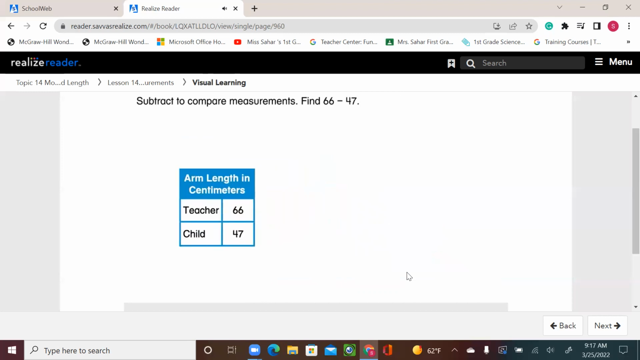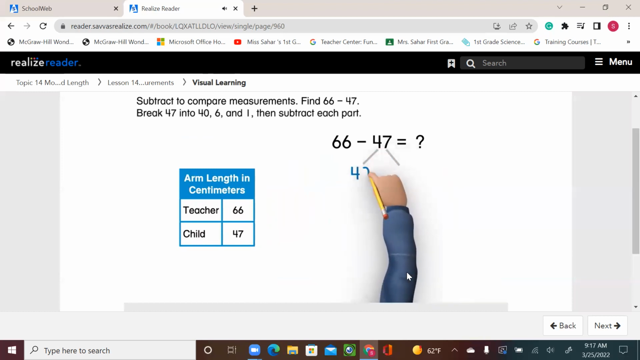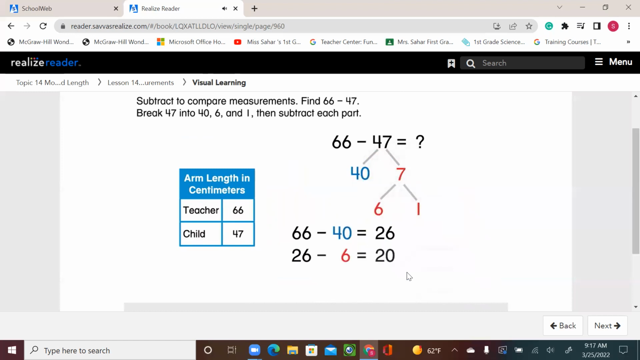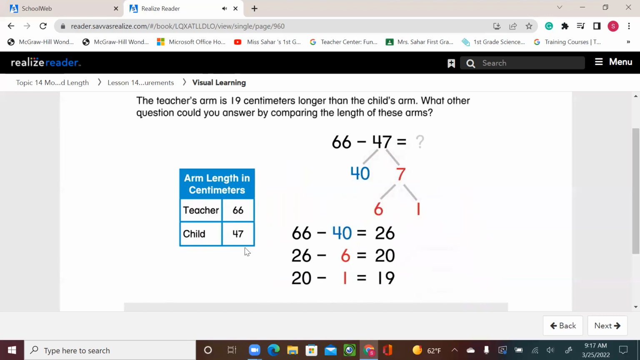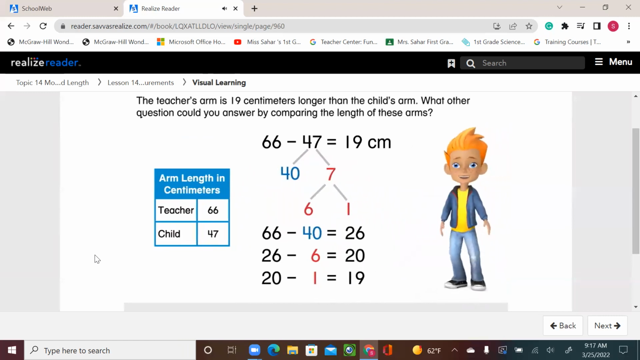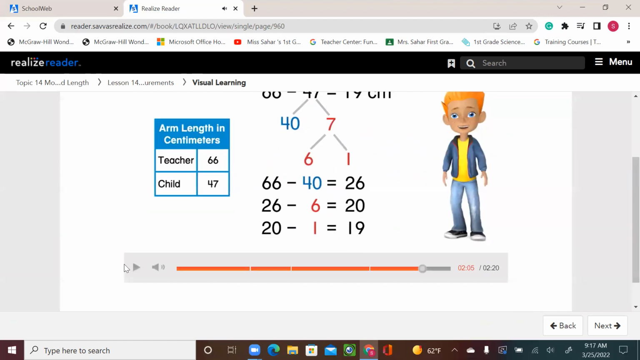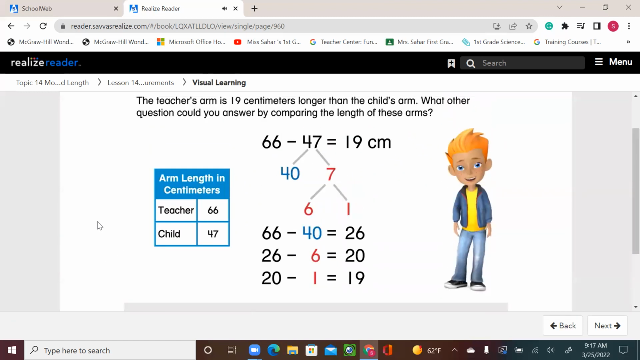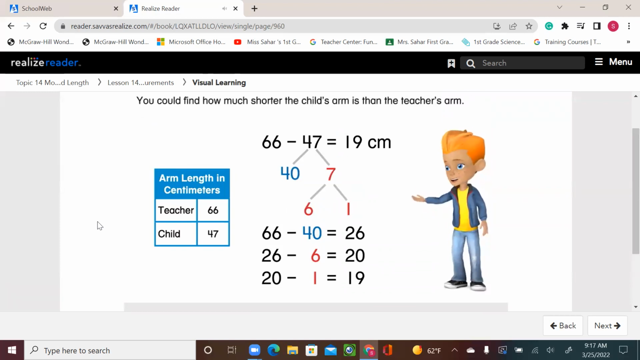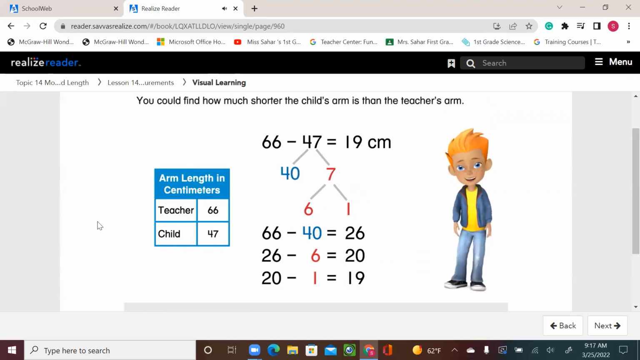Subtract to compare measurements. Find 66 minus 47. Break 47 into 40, 6, and 1. Then subtract each part. The teacher's arm is 19 centimeters longer than the child's arm. What other question could you answer by comparing the length of these arms? You could find how much shorter the child's arm is than the teacher's arm. Now you know how to add and subtract when solving problems involving measurements.